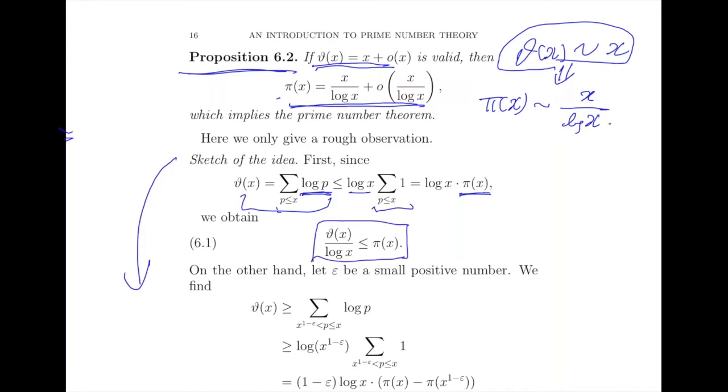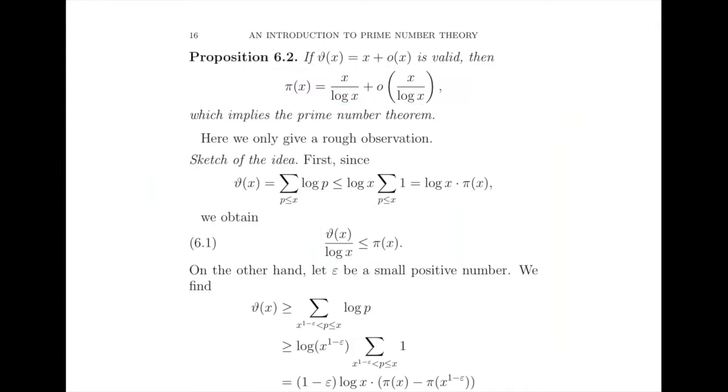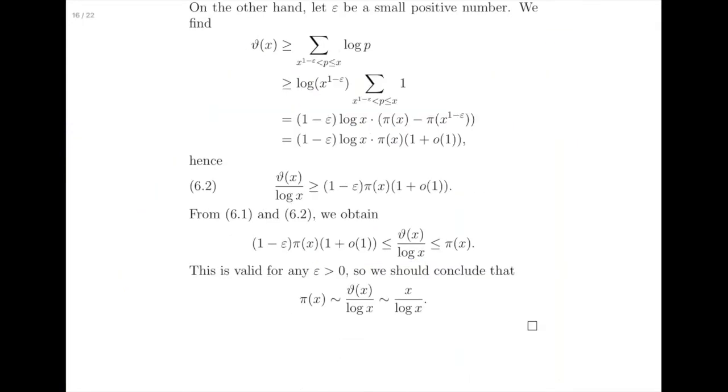On the other hand, in the opposite direction, we can show that theta x is actually less than rather than this one. Here we restrict summation from x to the 1 minus epsilon to flow to x. So therefore, this is the summation in the smaller range. So this is obviously less than theta x.